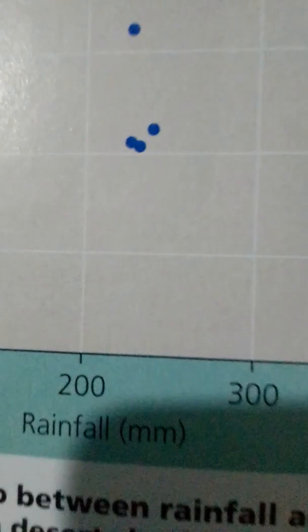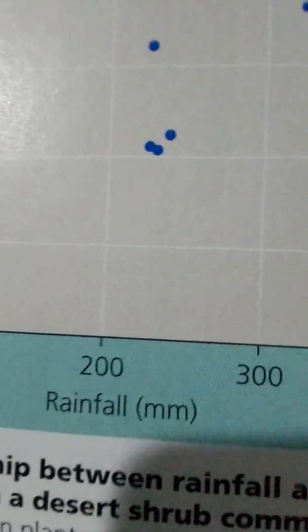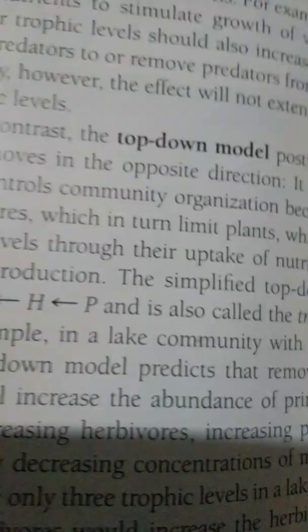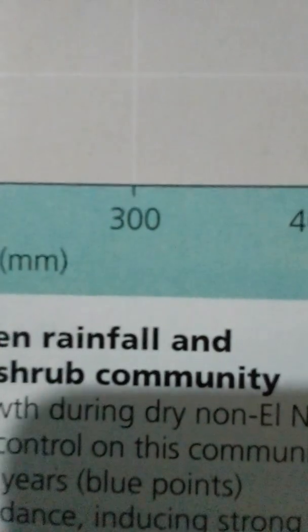In contrast, the top-down model postulates that the influence moves in the opposite direction. It is mainly predation that controls community organization, because predators limit herbivores, which in turn limit plants, which in turn limit nutrient levels through their uptake of nutrients during growth and reproduction. The simplified top-down model is thus N, V, H, P, as shown here. Notice that. It is also called the trophic cascade model.